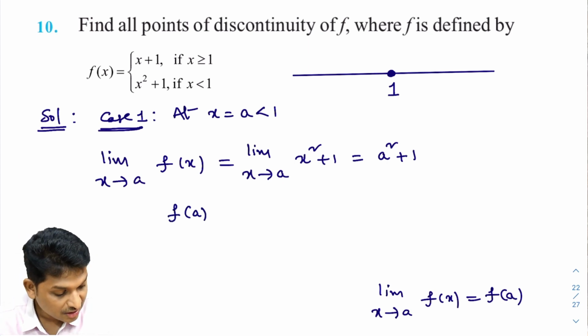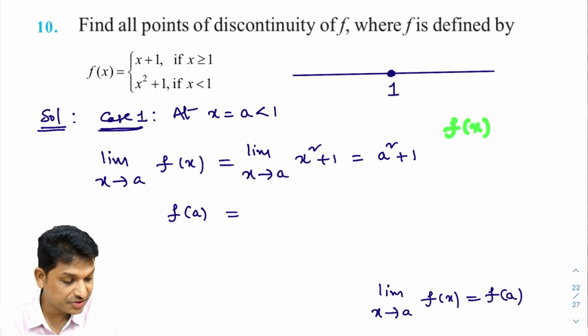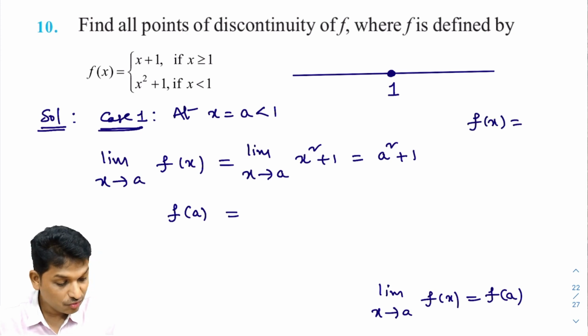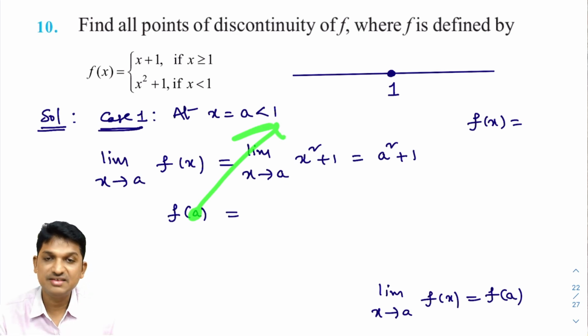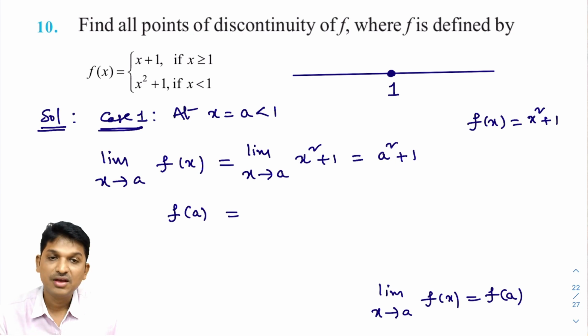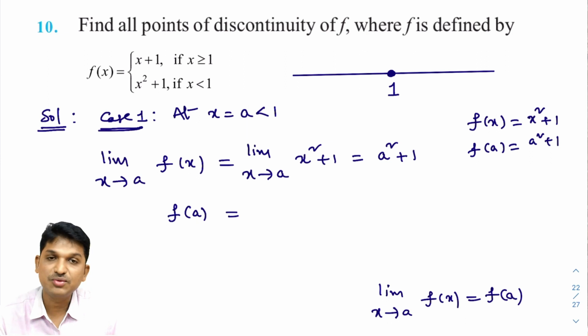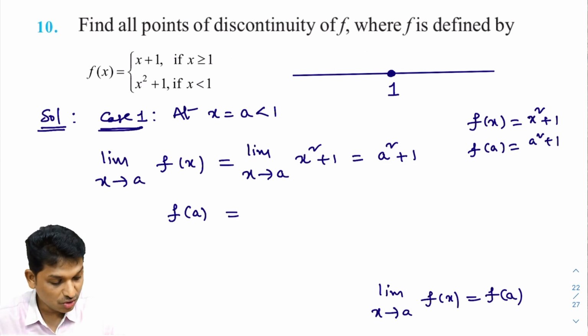How to calculate f of a? To calculate f of a, you need to know what the function is. What is the function to choose here? Look here, what is the a value? A value is less than 1. When less than 1, we choose this function. So when a value is less than 1, f of x is x square plus 1. When f of x is x square plus 1, what is f of a? F of a is a square plus 1.